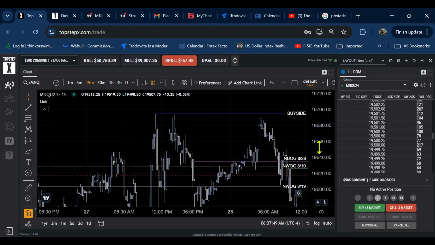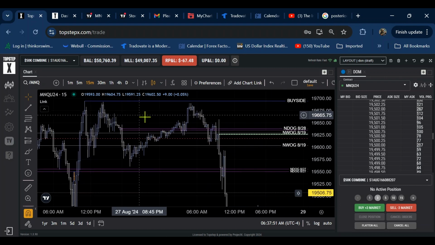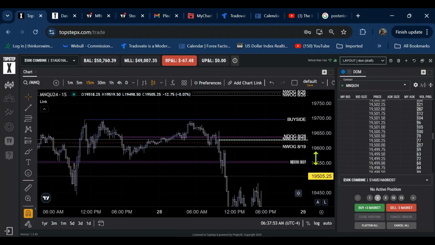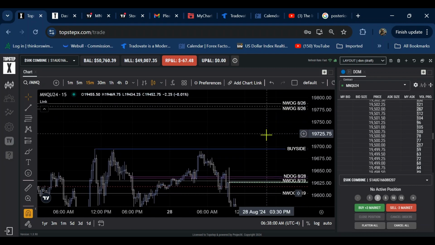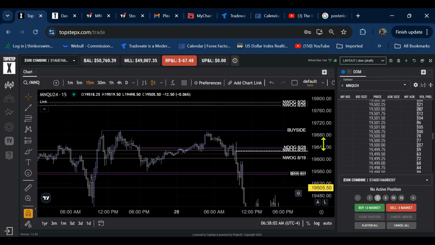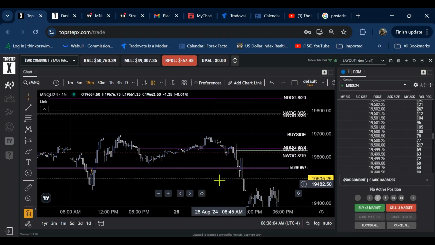I think that's where we're going to attack today. After we get our PCE report, I think we're going to go straight up to that. And then we do have a new week opening gap right up above here that it could be aiming for as well. So you can keep an eye on that.